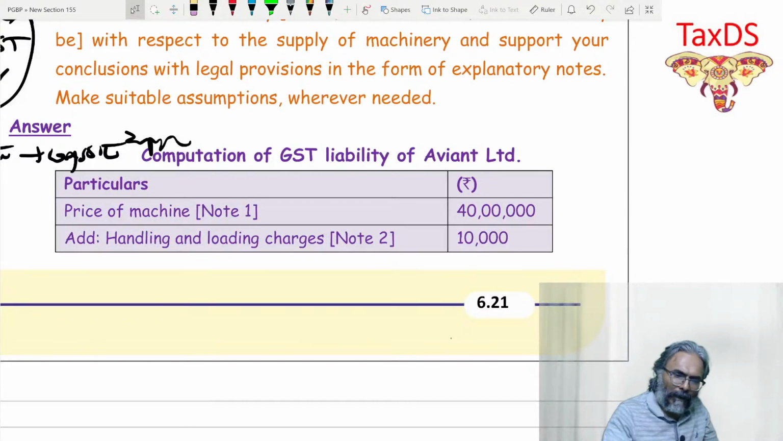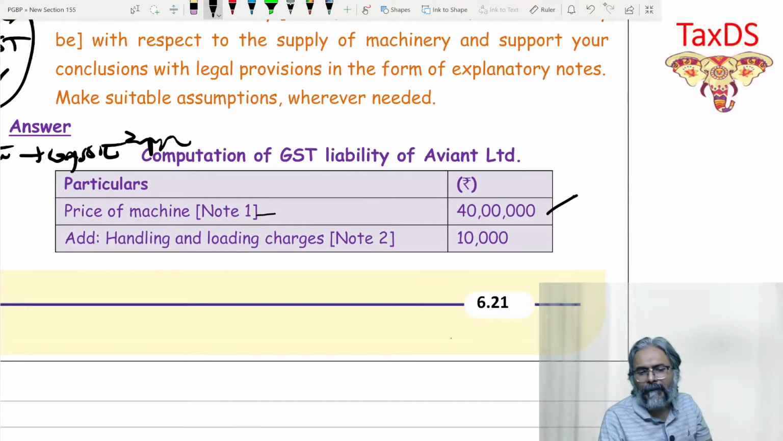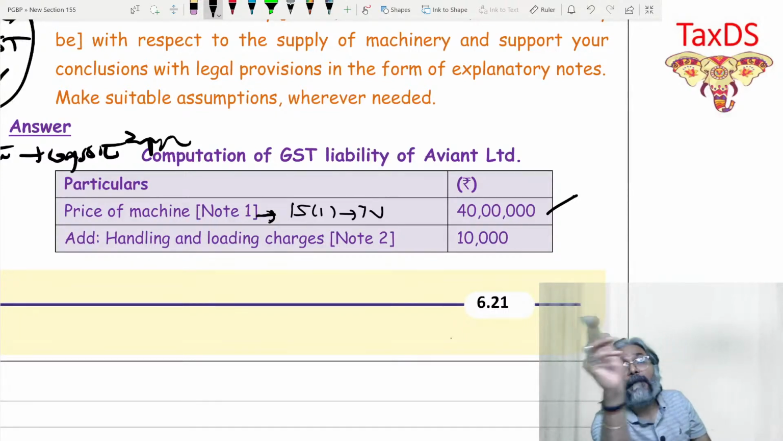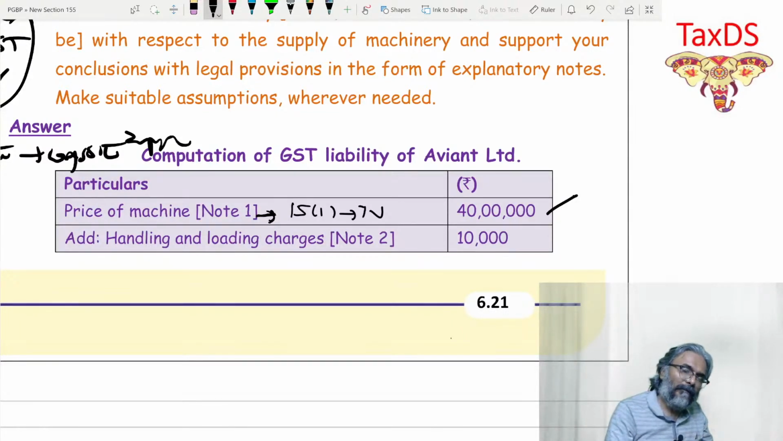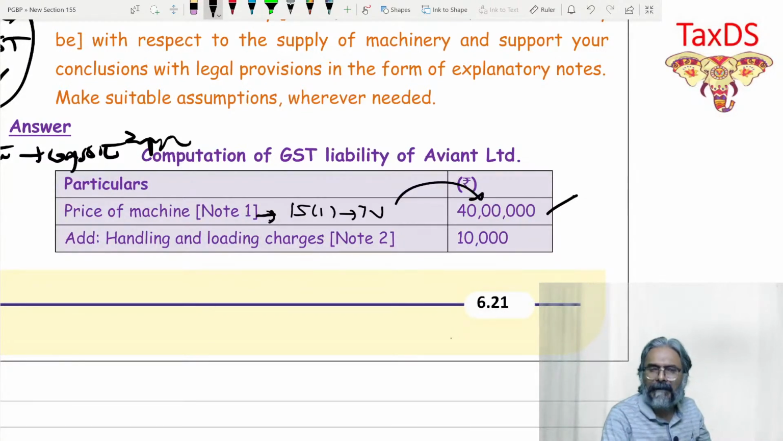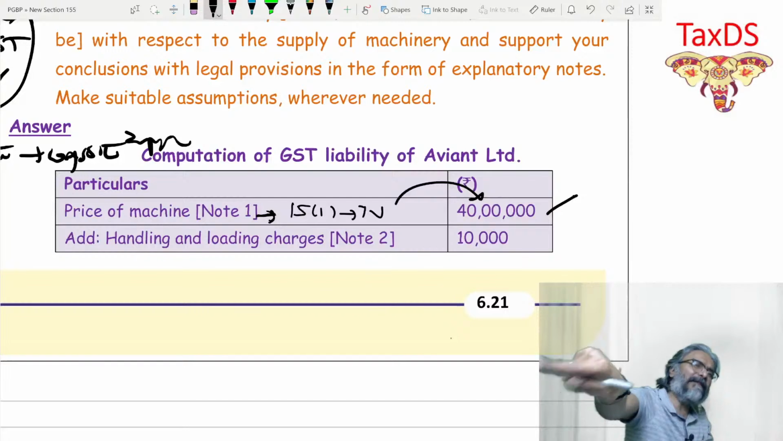Okay. So now over here, if you see, price of the machine 40 lakhs. So this is note number 1. Tell me, what is this note number 1? Transaction value. Price paid or payable for the goods being sold to an unrelated party where the price is the sole consideration. This is what they will write. First note is transaction value, 15.1.